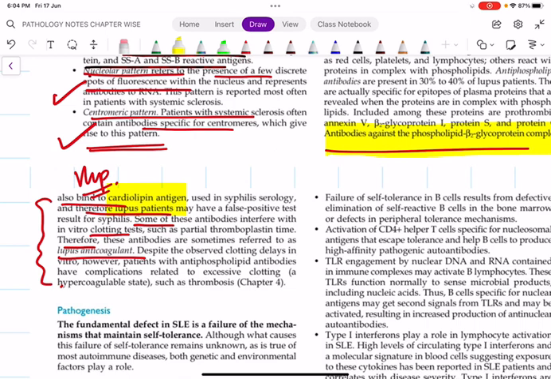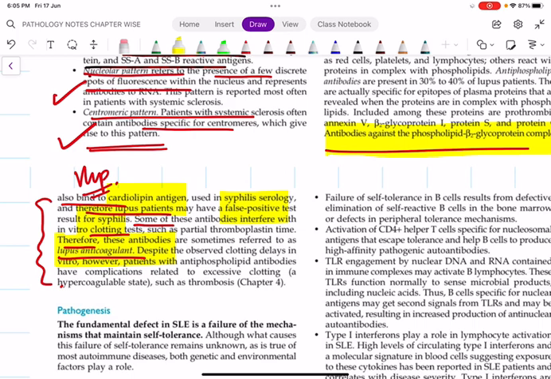So a systemic lupus erythematosus patient will have a false positive test for syphilis. You know, cardiolipin antigen is used in VDRL and the other tests for syphilis. At the same time, these antibodies interfere with in vitro clotting tests like PTT, partial thromboplastin time. That is why these antibodies are called lupus anticoagulant. Remember, lupus anticoagulant detection and antibodies to beta-2 glycoprotein detection are very important tests in antiphospholipid antibody syndrome.